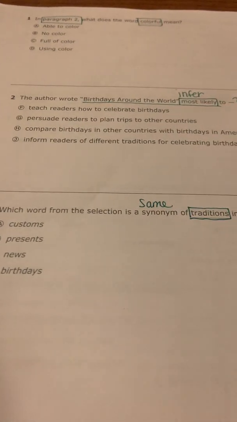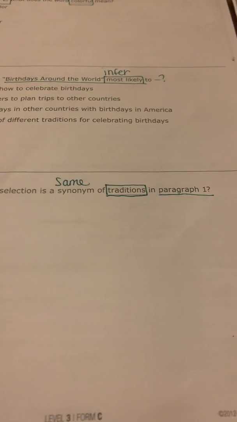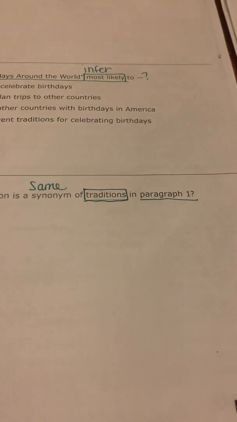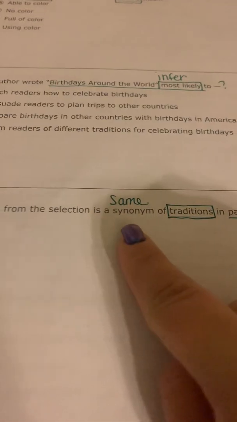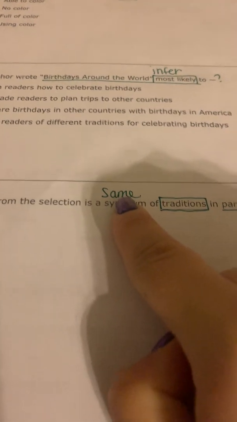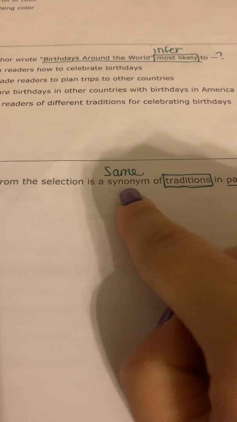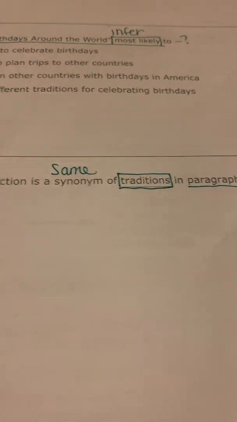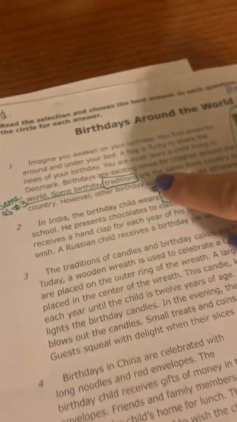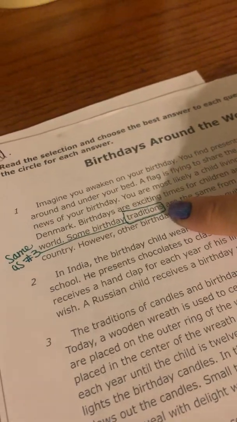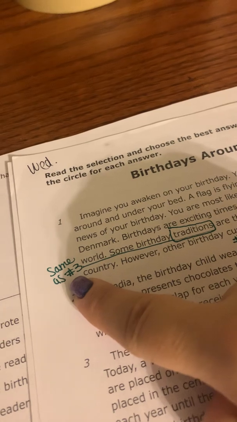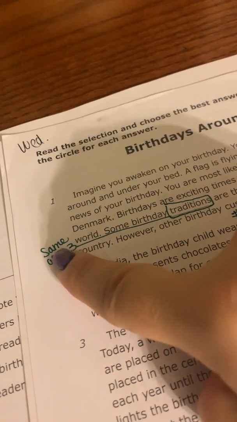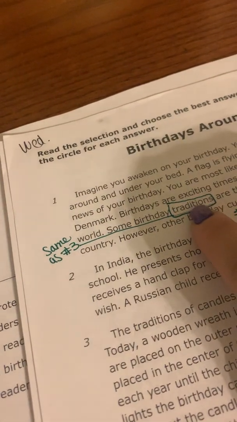So then we've got number 3. Number 3 says, which word from the selection is a synonym of traditions in paragraph 1? So I know that anytime that I see the word synonym, I want you guys to write the word same up at the top. It basically means a word that means the same thing as traditions, okay? So you could look this up on an online dictionary, or you may already have an idea of what the word means. So we've got this word traditions. I drew a little line and I wrote number 3 for the question, and I put same as, like what word means the same as.